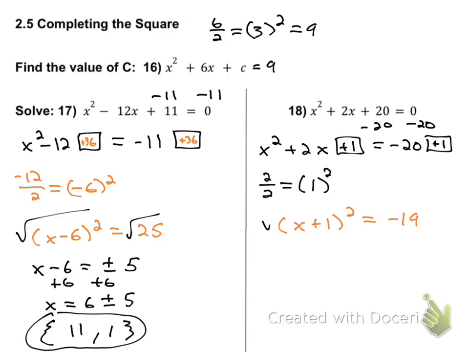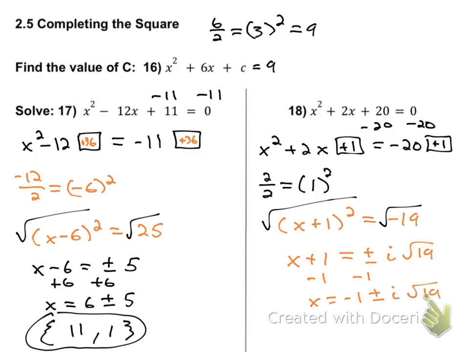From there, I'll square root both sides. And that'll give me x plus 1 equals plus or minus i square root of 19. 19 is prime. You can't simplify that any further. You can only take out the i. Subtract 1. x equals negative 1 plus or minus i square root of 19. So you get an irrational or a complex solution there.